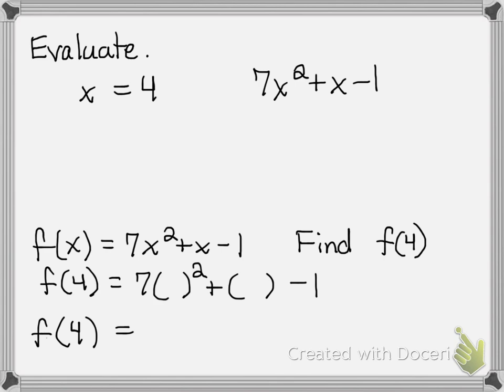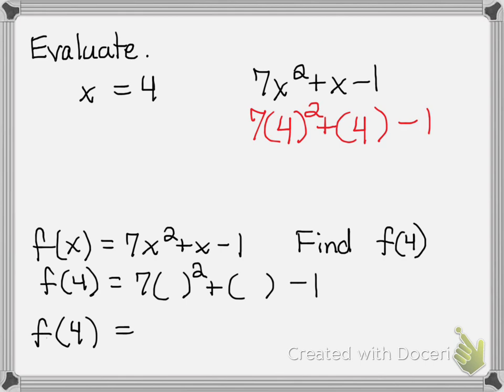Let's look at another example. They're telling us that x equals 4, and they want us to plug in 4 every time we see an x in this problem. Since I see x 2 times, I'm going to put parentheses here for that first x, even though it's squared, as well as the second one. And we're going to be plugging in 4 everywhere we see the x.